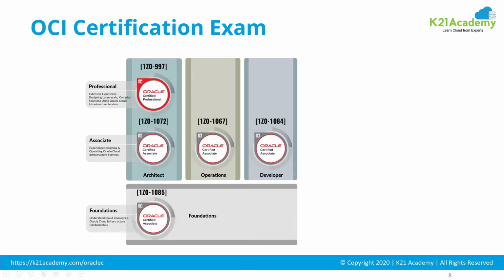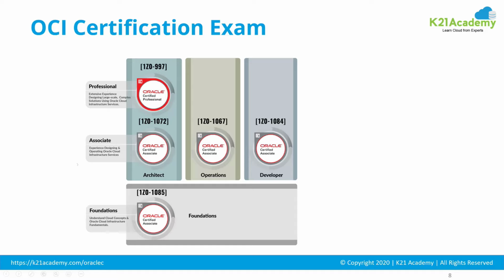If you're a developer, then you can go for 1Z0-1084. If you're in administration or operations, or anyone who already works on Oracle Cloud or would like to work on cloud, I still recommend you first go for architect before you go to operations. The reason is that architect is where you will learn all the design and implementation, and then you can understand how to manage those cloud artifacts. Once you have the architect associate, then you can move into professional, which is 1Z0-997.